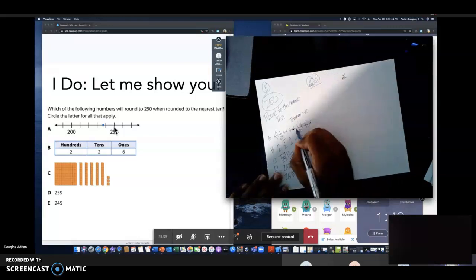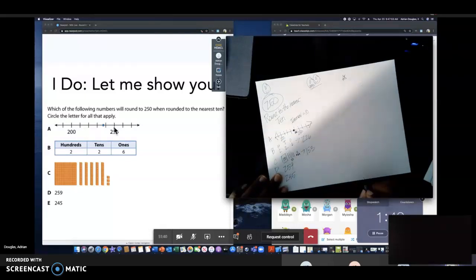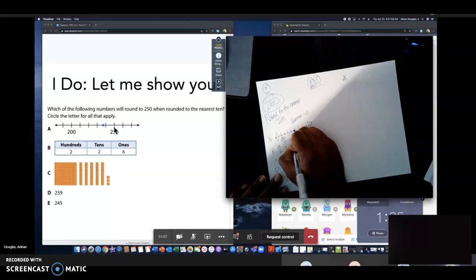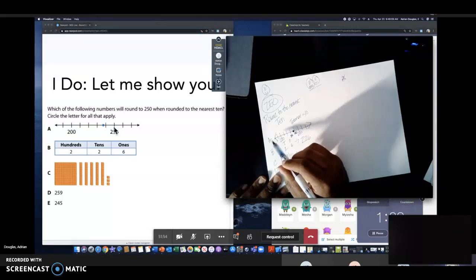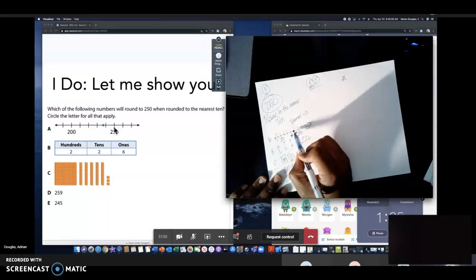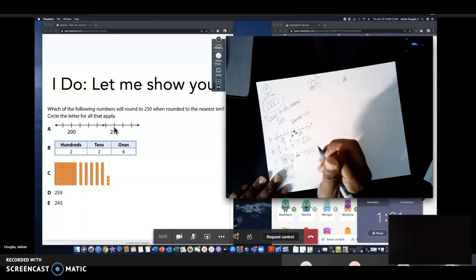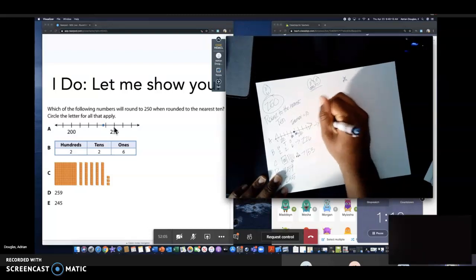So it looks like the interval is 10. If the interval is 10, 250 minus 10 equals 240. I need to use my number sense. This number right next to 240 can't be 227 or 200. It's got to be something close, maybe like 237 or 238. I'm going to make an educated guess and say that this number is 238.